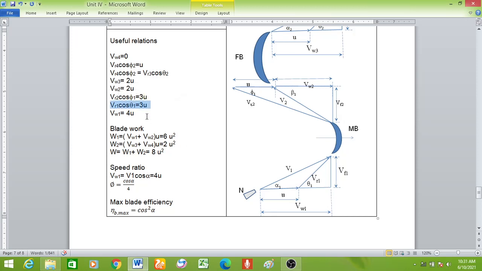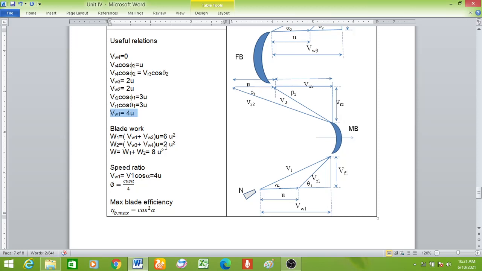Okay, now I finally want Vw1, the whirl component at the inlet to the first stage. This is 3 times u, this is u, so I will have 4 times u. This is the final expression. So you see, very simple. Starting from Vw4 equal to 0, I have proceeded and ended up with Vw1, the whirl component at inlet, which is equal to 4 times u. All this is for the maximum blade efficiency.